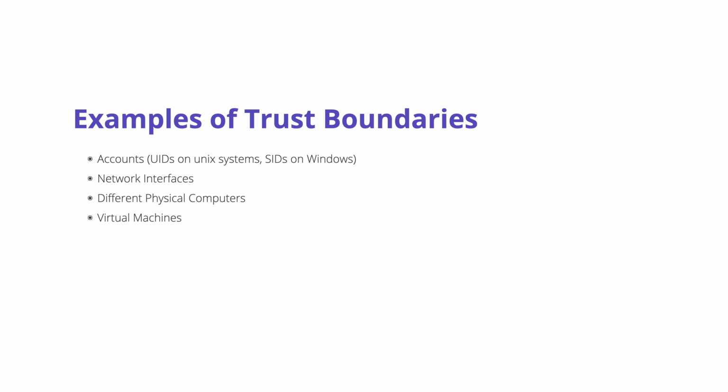Examples of trust boundaries include user accounts that can be UIDs on Unix systems or SIDs on Windows systems. Trust boundaries could be network interfaces, different physical computers, different virtual environments, different container orchestrators, and in general, anywhere where there are different levels of privilege.